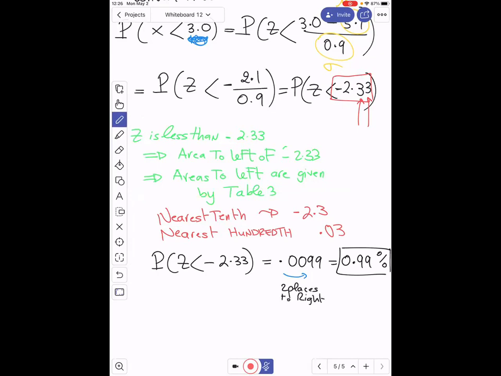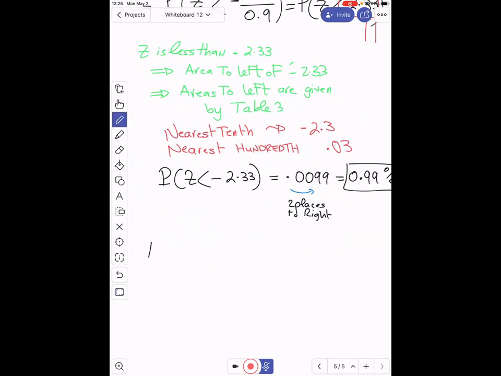So because we multiply by 100. Yeah, that's the answer. So what we are saying is, find an answer: the probability that the thickness is less than 3.0 millimeters is 0.99%. It's less than 1%, right? Sorry. Yeah, it's less than 1%. Okay.